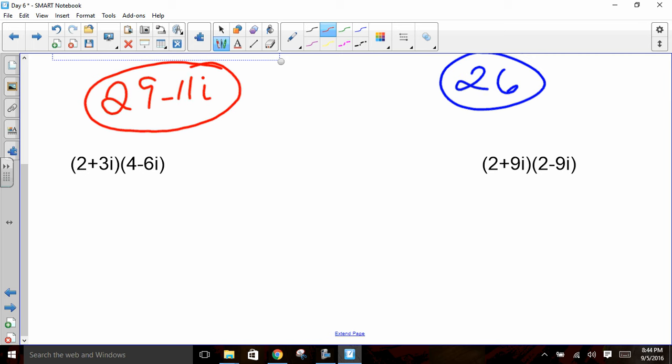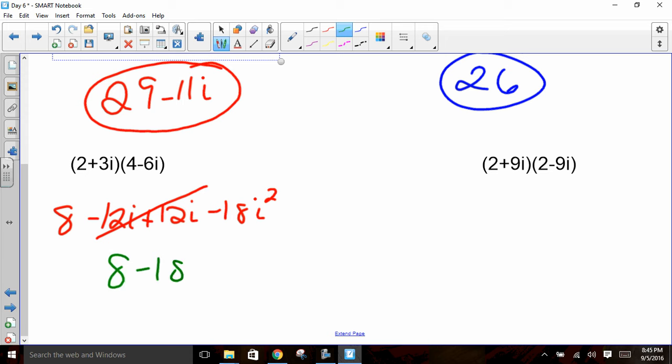All right, I get 2 times 4, which is 8. 2 times negative 6, which is negative 12i. 3 times 4, which is plus 12i. And then 3 times negative 6, which is negative 18i squared. Now, if you notice, my imaginary stuff cancels out again. Now, it's not always going to happen this way. It's pretty cool that I ended up just having 2 times 6, which is 12, and 3 times 4, which is also 12. So that was pretty coincidental. So then I get 8 minus 18 times negative 1, turns into plus 18. So my answer is another 26. Again, didn't really plan that one, but just how it turned out.